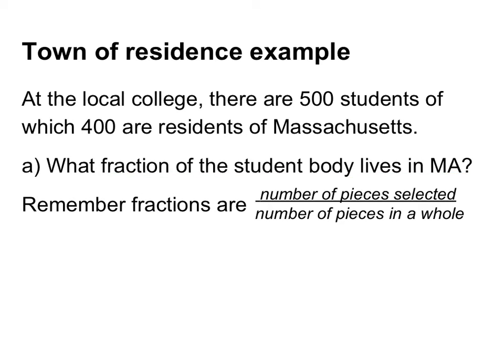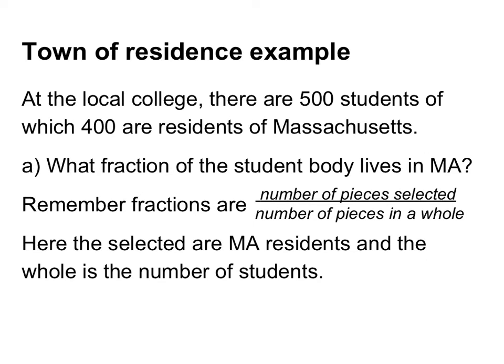So remember, fractions are the number of pieces selected over the number of pieces in a whole. Here, the selected is the Massachusetts residents. That's who we're talking about, right? What fraction of the student body is Massachusetts residents? And the whole then is the number of students. We got that from the fact that it's a fraction of the student body. So that's all of the students.